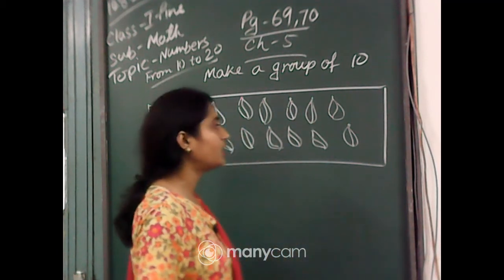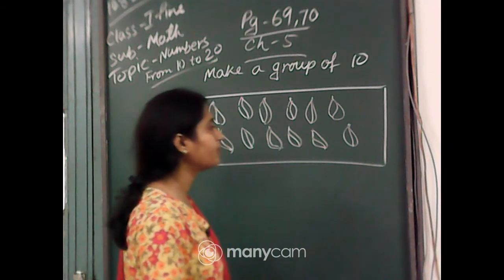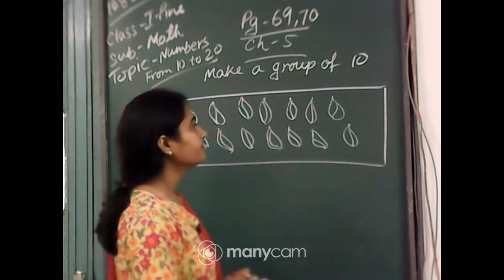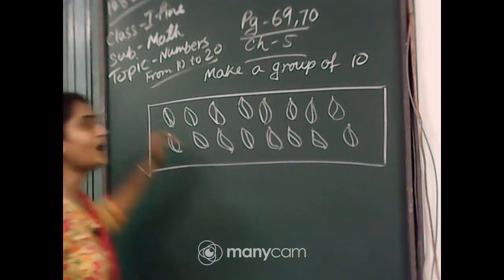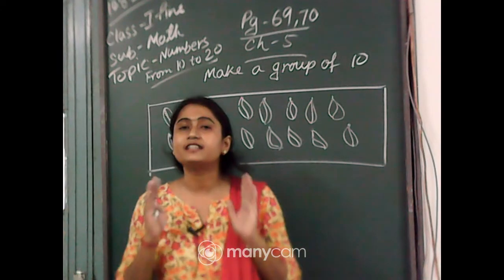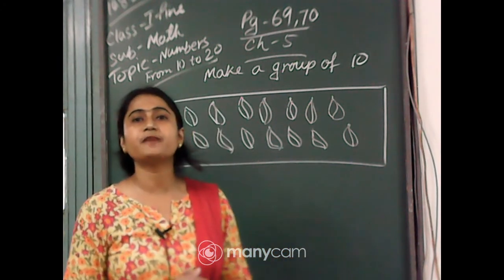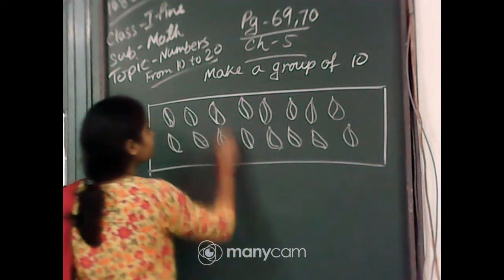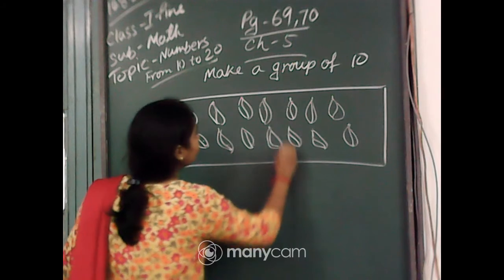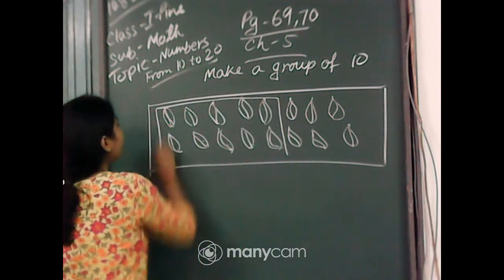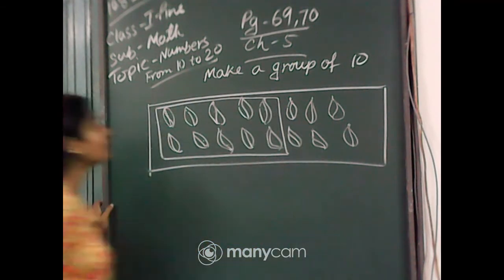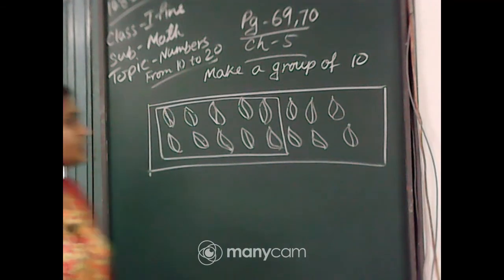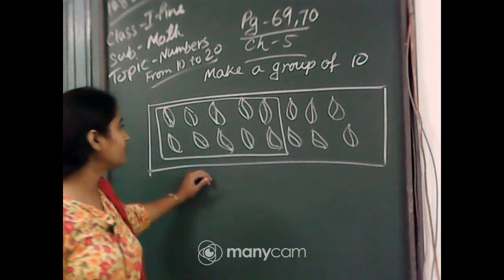Yes, Adrija, all of you. Very good. Kaustav, Shubhadeep, Adrija, Anirban. Very good. 16 leaves. You have to make a group of 10 leaves. Now count 1, 2, 3, 4, 5, 6, 7, 8, 9, 10. So make a group of 10 leaves. Okay. Now make a group of 10 leaves.